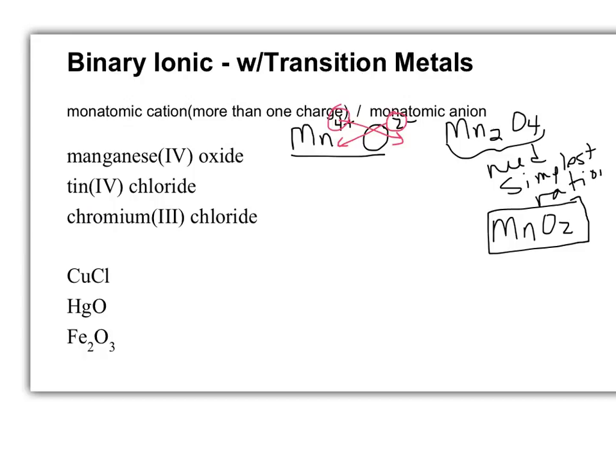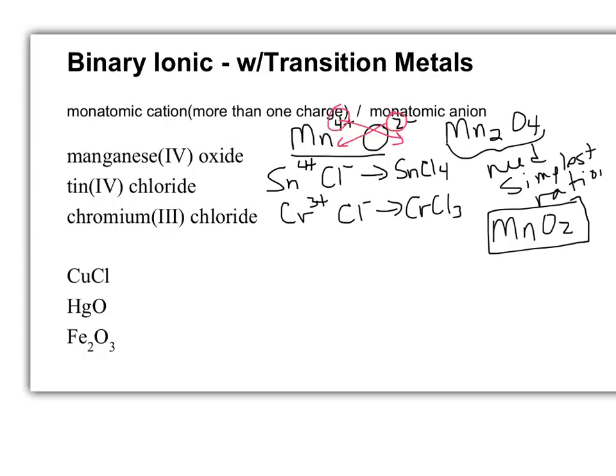Tin 4 chloride. Tin, Sn, 4+, chloride has a negative. Put that together, we have SnCl4. Chromium 3 chloride, chromium with a 3+ charge, chloride again with a negative charge, CrCl3. Okay, naming. CuCl.